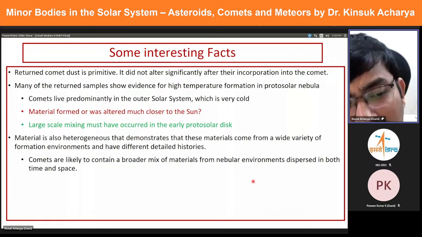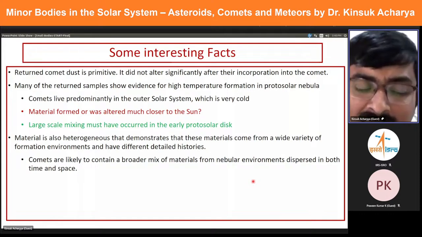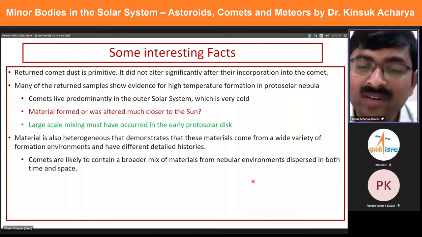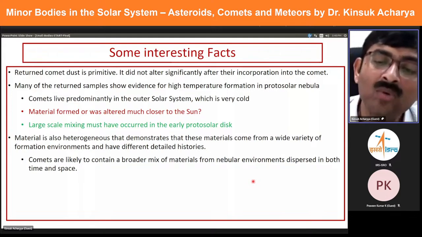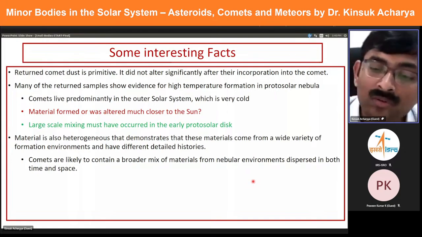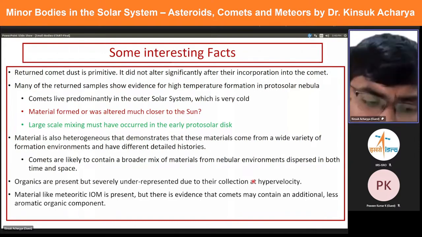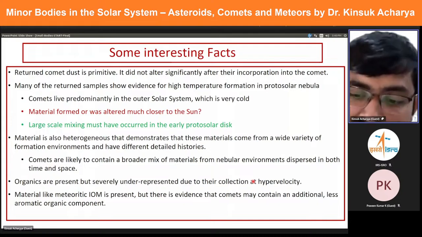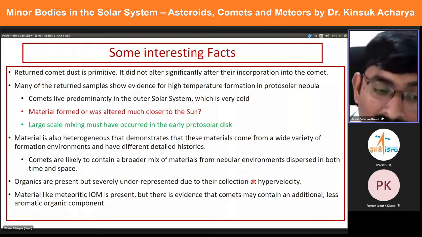Not only that, we found the material is also heterogeneous. That is, very different types of materials are found. That means they have different histories. So you have several materials which have different formation histories. From their formation histories, you can find out how our nebular environment, during solar system formation, varied in the various regions of the solar nebula. But in this comet, we didn't find much of the organics. Probably it is believed that the detection technique has to be blamed, but insoluble organic matter is found in this comet.